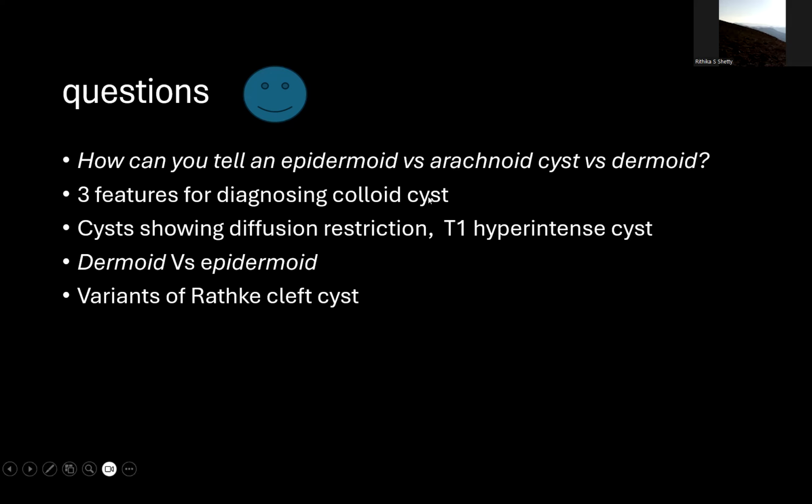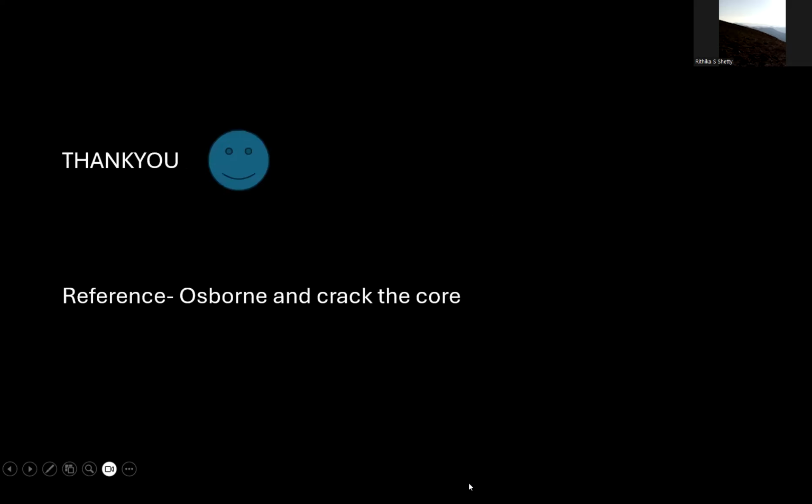Three features for diagnosing colloid cyst is mostly first is the location, foramen of Monro, causing hydrocephalus, and it will be T1 hyper. Cysts which are showing diffusion restriction, the most was epidermoid, and one more we saw xanthogranuloma, which is not true diffusion restriction. T1 hyperintense cyst, from starting we studied neuroenteric cyst, epidermoid, dermoid cyst, then colloid cyst. Then again, what are the variants of Rathke cleft cyst? Serous and mucous variant.